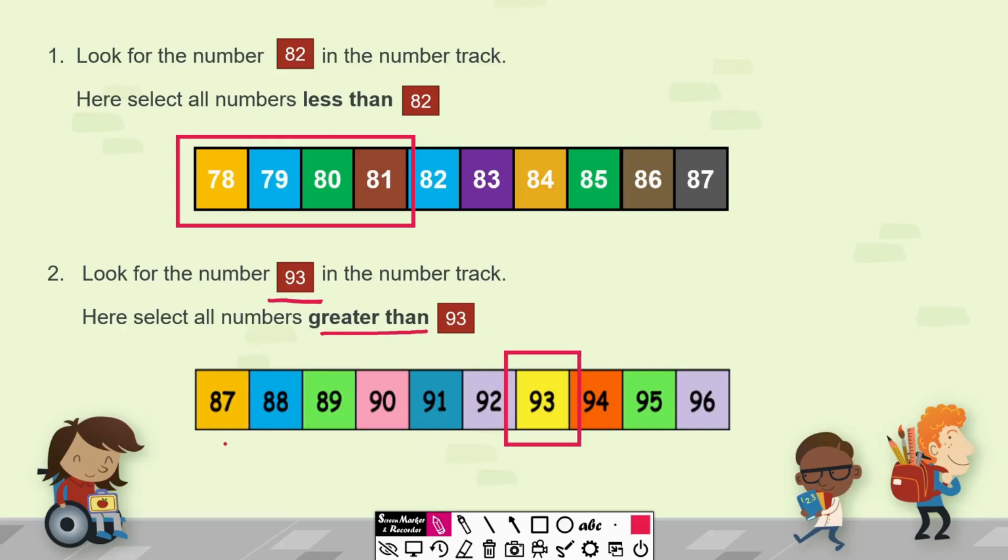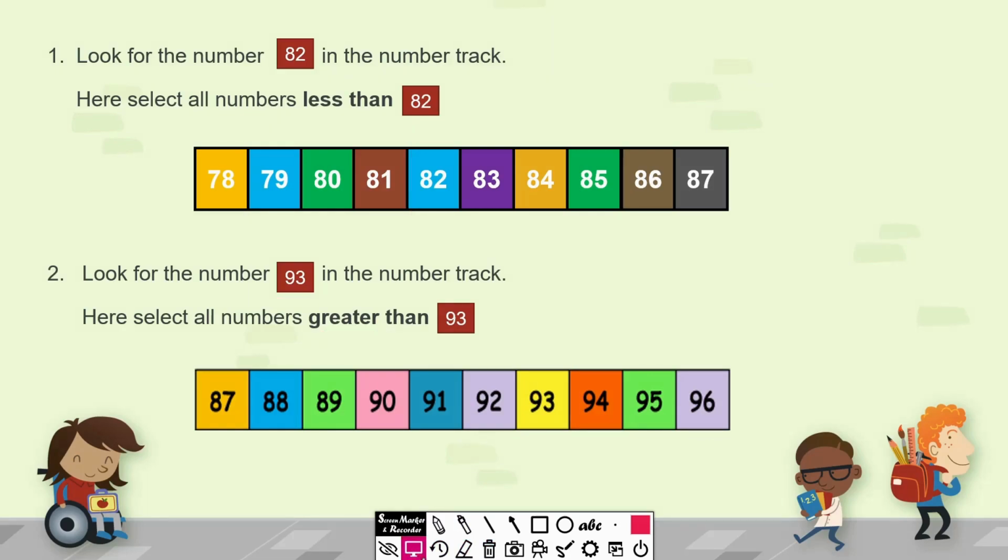Okay, let's see. Is 87 greater than 93? No. 88 is also not greater than 93. 89? No. 90? No. 91? No. 92? No. 94? Yes, it is greater than 93. 95? Yes. 96? Of course, yes, it is greater than 93. Right? Okay, let's move to the next question.